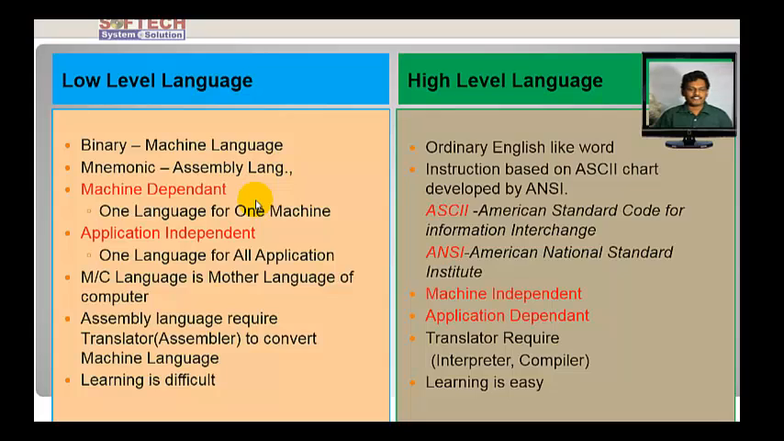Machine language is the mother language of the computer. The computer directly understands machine language. For readability, for easiness, we found assembly language.